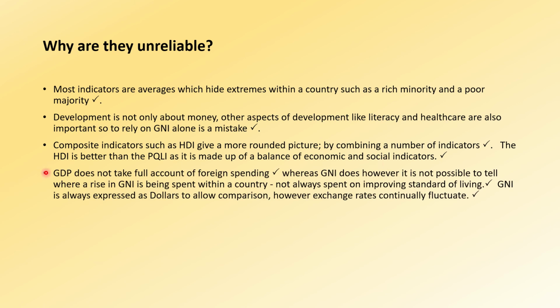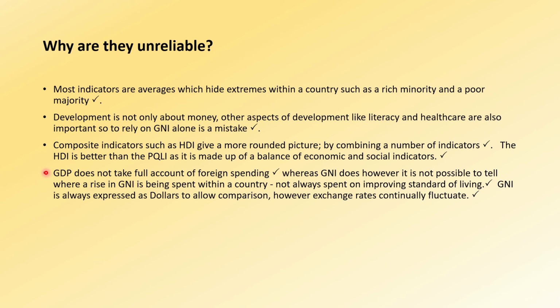This one looks a little bit more technical, but if you refer back to the notes I've just covered, it's really not that difficult. The GDP is domestic, remember. That means at home. So it doesn't take account of foreign spending, whereas the GNI does. However, it's not possible to tell where a rise in GNI is being spent within a country. So the GNI, remember, is international, the GDP is domestic, and therefore the GDP doesn't give us that fuller picture, but just reporting that the GNI of a country is X amount of thousands of dollars, it doesn't actually tell us where that money is being made within that country.